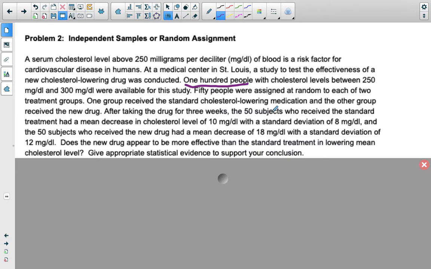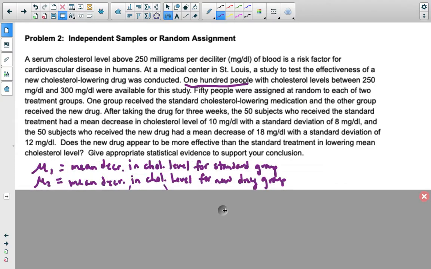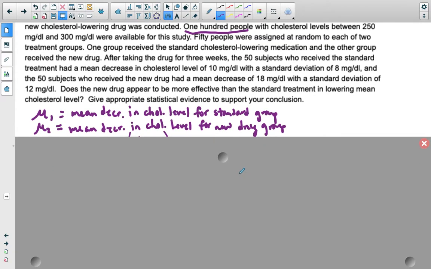All right. So here's our setup for this. First thing: what are the parameters that we are interested in? Our parameters are our populations. We have two populations we're talking about. One population is a group of people who take the standard cholesterol reducing medication. So one parameter of interest to us is the mean decrease in cholesterol level for the standard group. And the other population we're interested in is the new drug group, and we're interested in the mean decrease in cholesterol level for the new drug group.